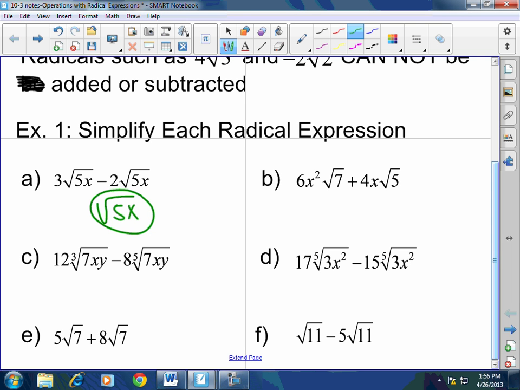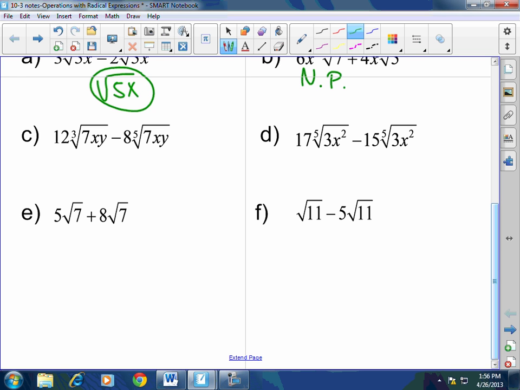Here, I have 6x squared square root of 7 plus 4x square root of 5. Do they have the same radicand and index? No. So I'm going to put NP for not possible. C, 12 cube root of 7xy minus 8 fifth roots of 7xy. I can add these, right? They have the same radicand, right? No, because they don't have the same index. Very good. NP, not possible.